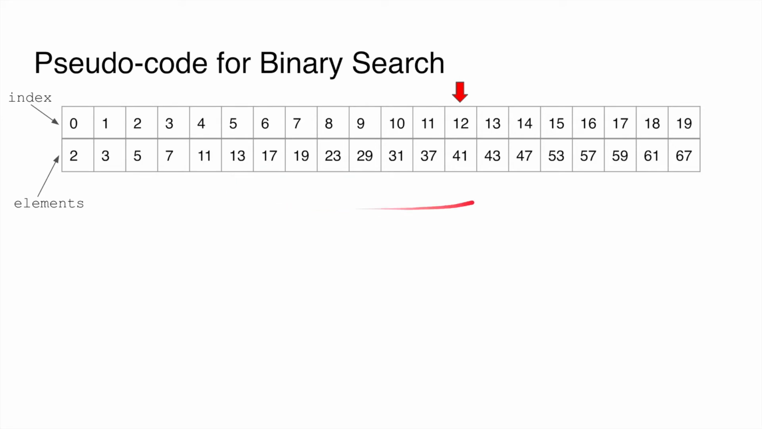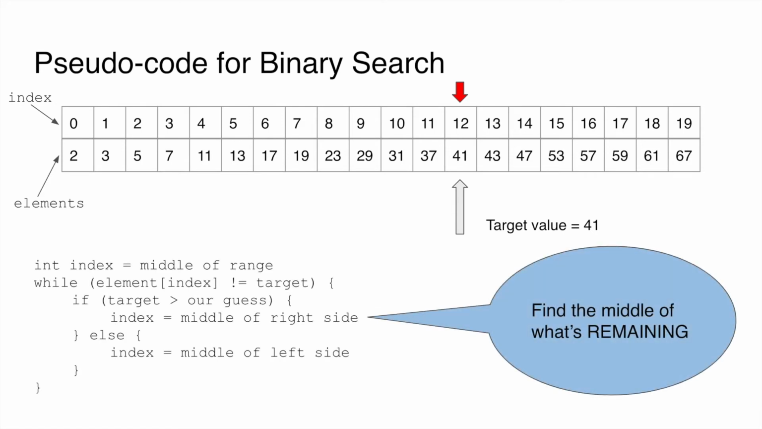And we're going to find something. I'm going to look for 41. I don't know where it is in this array, okay? I'm going to look for 41. So how do I find it? Well, first thing I need to do, right, is I'm going to find the middle. So I'm going to say, hey, I'm going to check my index, and I make that the middle of my range. Then, while that element in the middle is not my target, then I know that my target's either going to be on the left or on the right. If my target's on the right-hand side because it's larger than our guess, it's larger than the element at index, then I'm going to make the index be the middle of our right-hand side.